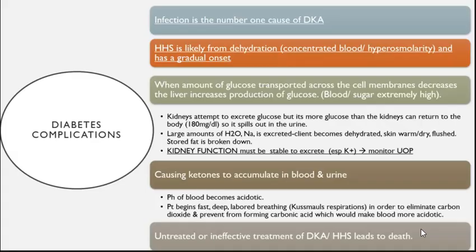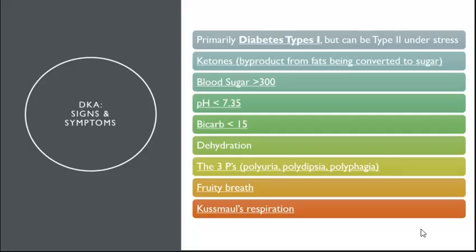Untreated or ineffective treatment of DKA and HHS, we all know, leads to death. So, signs and symptoms of diabetic ketoacidosis. Primarily, type 1 diabetes is the bigger component of DKA. Type 2 can also have DKA, but it's more prominent in your type 1.